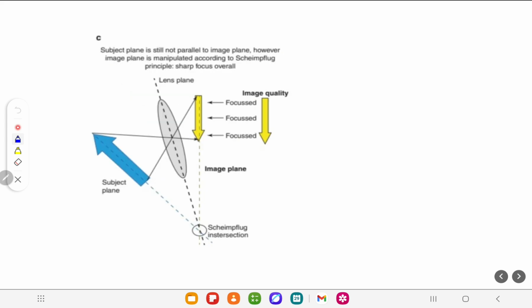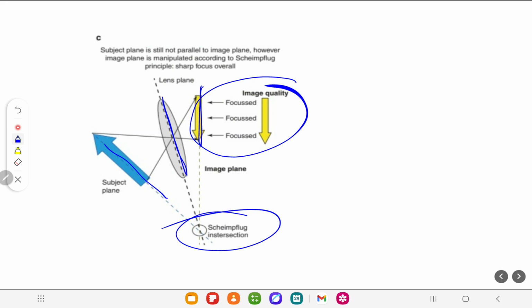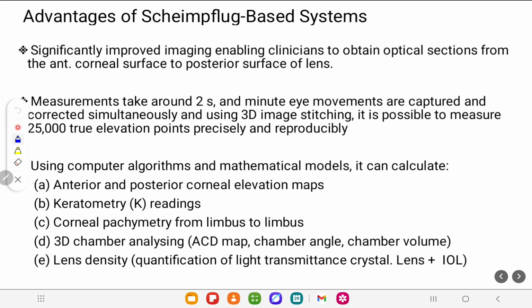And we come to Scheimpflug intersection. The object plane, image plane, and lens plane intersect at one point. That point is known as the Scheimpflug intersection. If this condition is fulfilled, then what happens? Everywhere focus, focus, and focus. So that's basically the Scheimpflug principle.